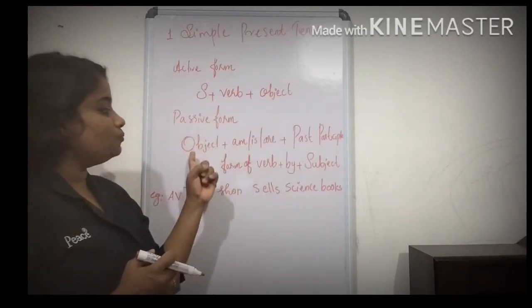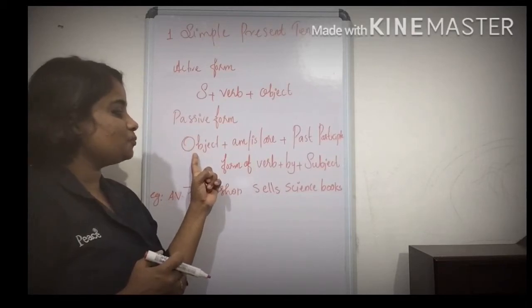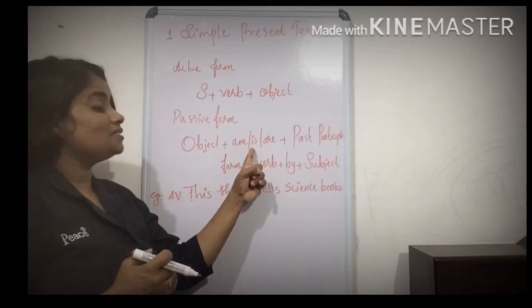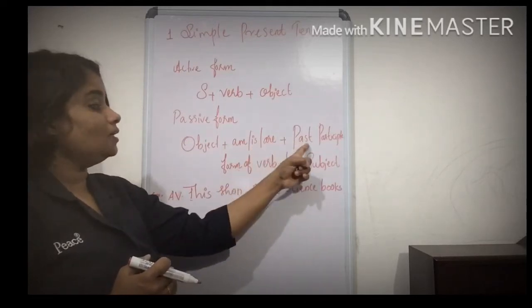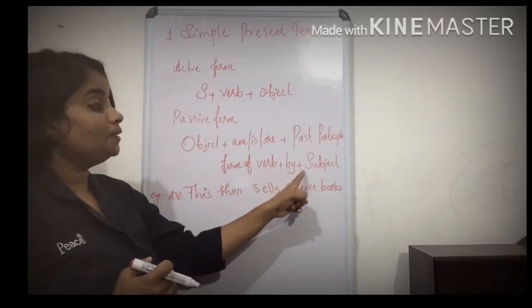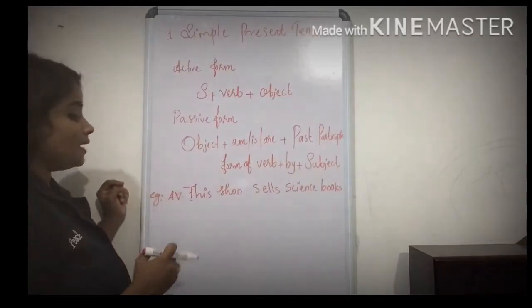Passive form: object takes the subjective part, meaning the object comes at the beginning of the statement. Object plus to be forms, that is the helping verbs, then the past participle form of the verb, that is the verb third form, by plus subject. Okay, so let's see the example.